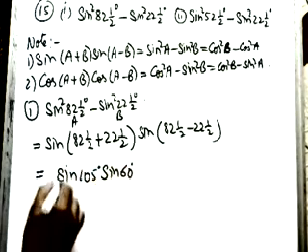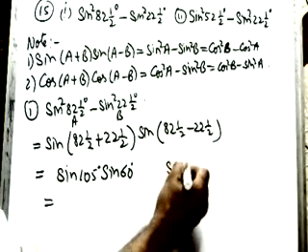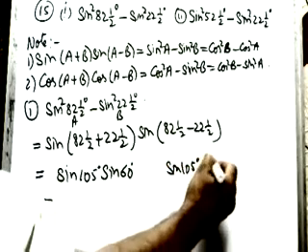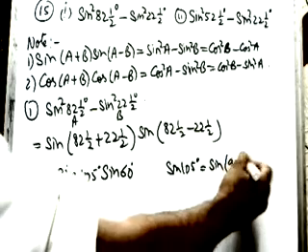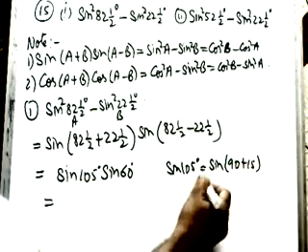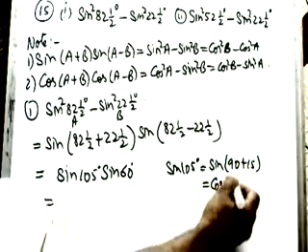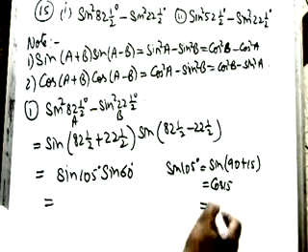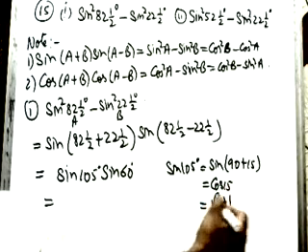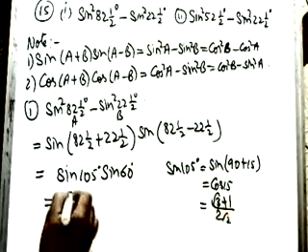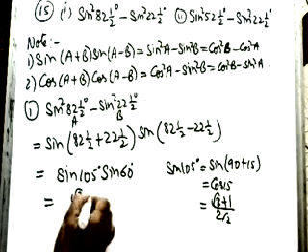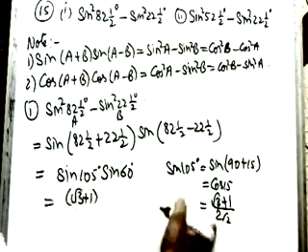This will become 60 degrees. Now let me substitute the values. Sine 105 can be written as sine of 90 plus 15. Sine 90 plus theta is cos theta, so cos 15. You must know by heart the value of cos 15. Cos 15 is (root 3 plus 1) by 2 root 2.